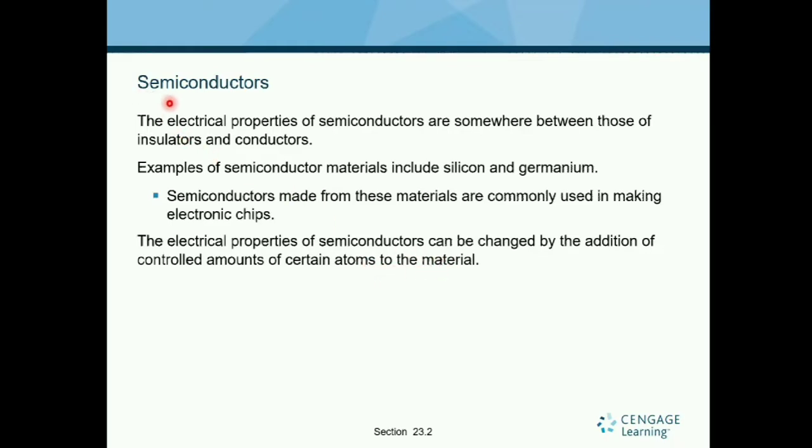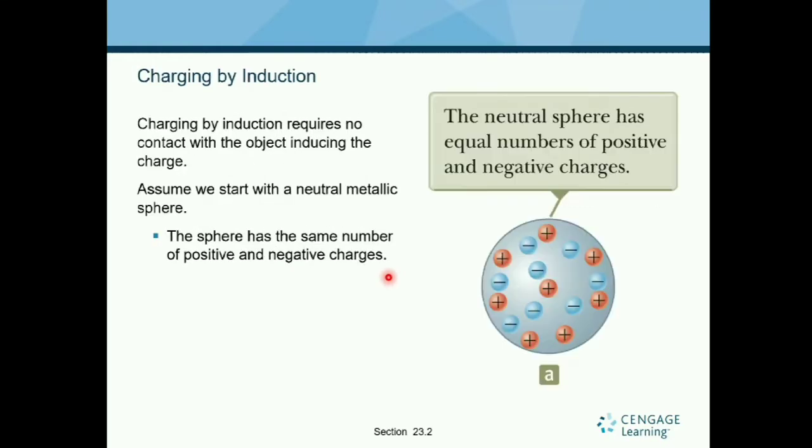Which means for semiconductors, it's not a conductor, which means there are no free electrons or very, very few free electrons. Okay, and then somehow you can change the electrical properties of this semiconductor by adding some amount of atoms to the material, some other materials. You can do that.